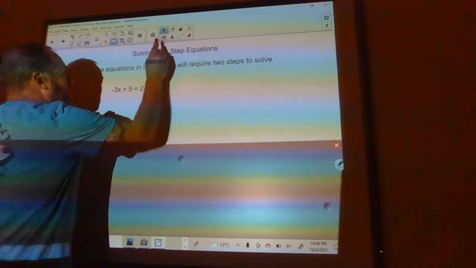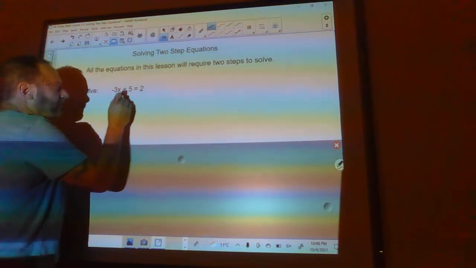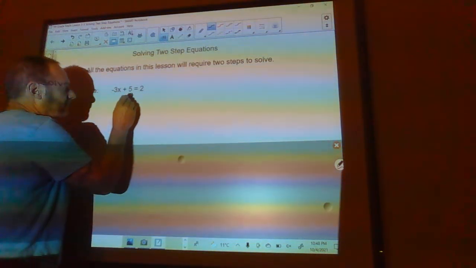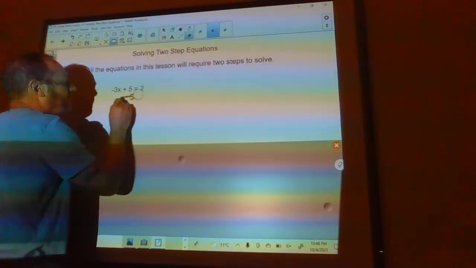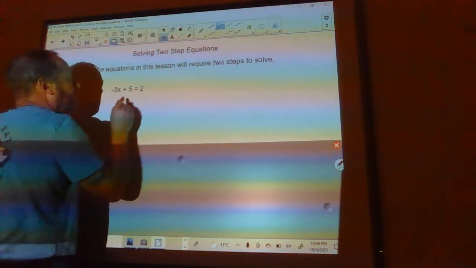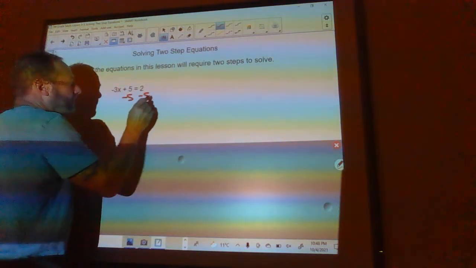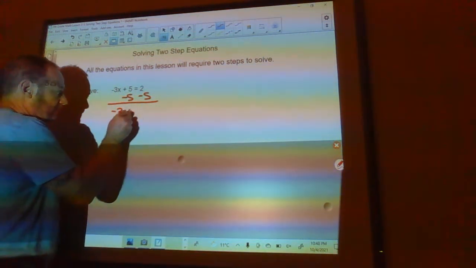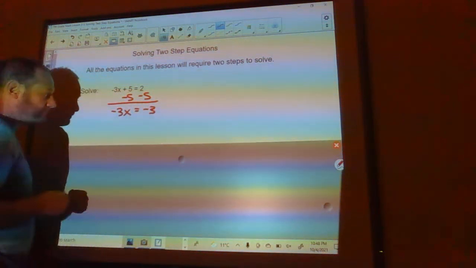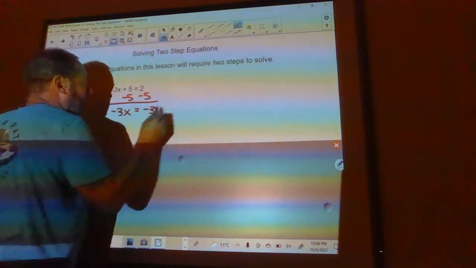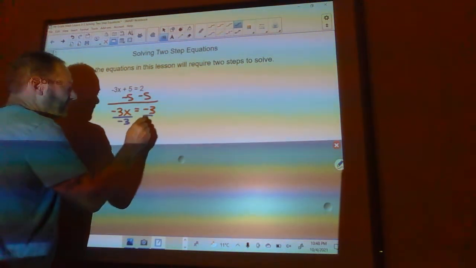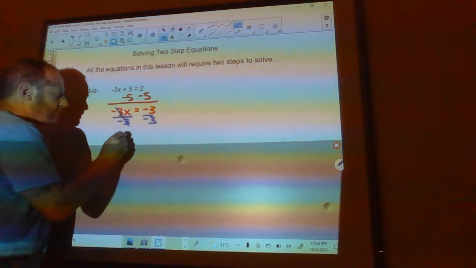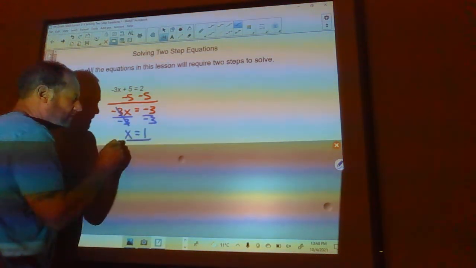So the first thing that we want to do is get rid of this plus 5 right here. So we're going to subtract 5 from both sides. Okay, so this is going to go away. I'm going to be left with negative 3x equals negative 3. Then, step 2, I'm going to divide both sides by negative 3. This is going to go away. X equals 1.